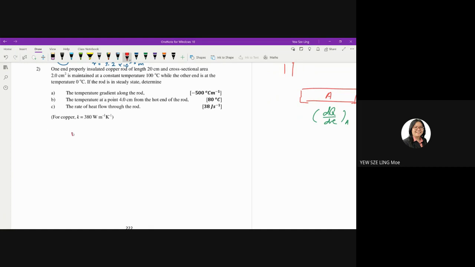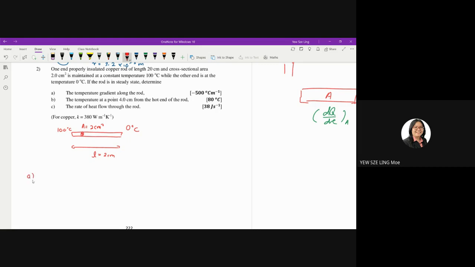So now you are given a rod. One end is at 100 degrees C, and the other end is at 0 degrees C. The length of the rod is given as L equals 20 cm, and the cross-sectional area, which is the area right here, is A equals 2 cm². So calculate the temperature gradient along the rod.